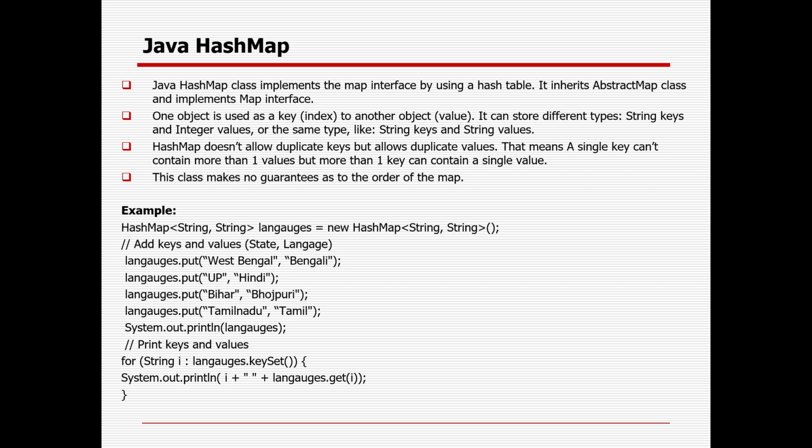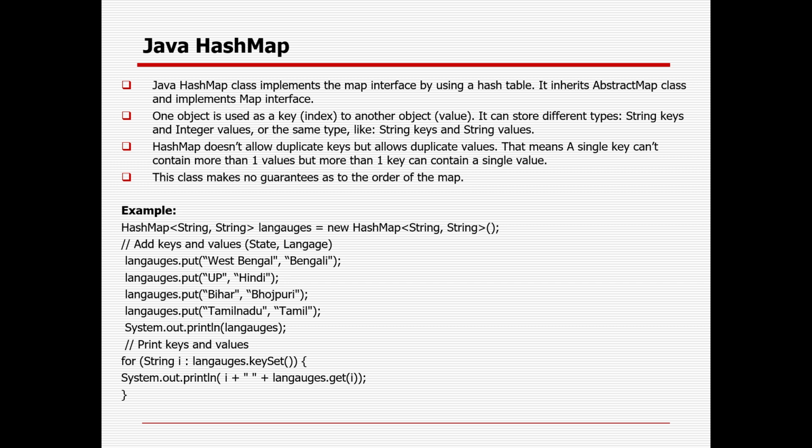But a name can be duplicate. So whatever is unique should be the key, and whatever is the value should be called the value. Key and value pair combination. The key and value pair can be integer integer, string string, integer string, or string integer as well. So HashMap does not allow duplicate keys but allows duplicate values. That means a single key cannot contain more than one value, but more than one key can contain a single value. This class gives no guarantee as to the order of the map.